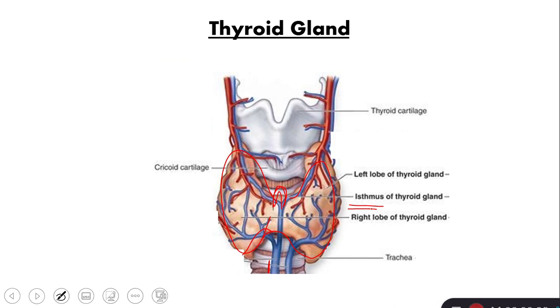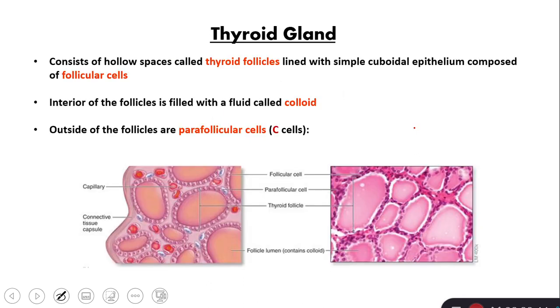Above the thyroid gland, we have the thyroid cartilage that we call also Adam's apple because this is prominent in some males. If you look at the thyroid gland under the microscope, you will see the thyroid follicles. Each follicle is lined with simple cuboidal epithelium, and we call those simple cuboidal epithelial cells follicular cells.